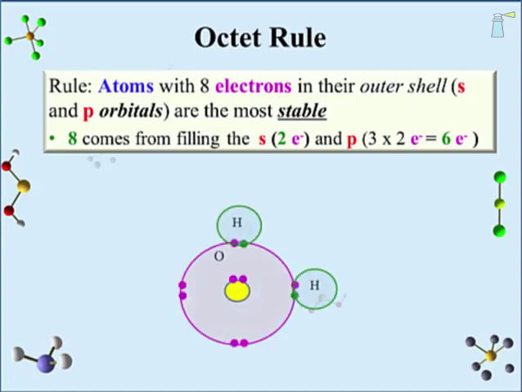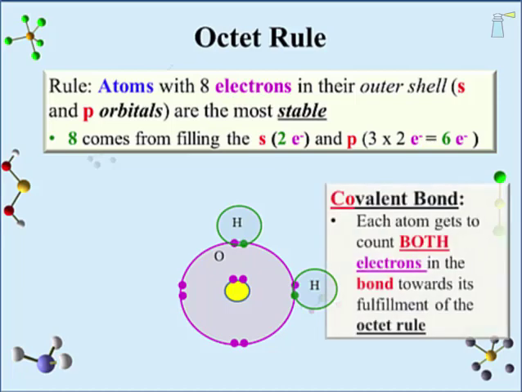It is helpful sketching out a model of a molecule consistent with the Octet Rule, because covalent bonding is going to generate full outer shells for the atoms involved, and it is a common way of demonstrating the bonding in molecules. Why is it that bonding helps generate full outer shells? Well, in a covalent bond, each atom gets to count both electrons in that bond towards its fulfillment of the Octet Rule. More on that momentarily.